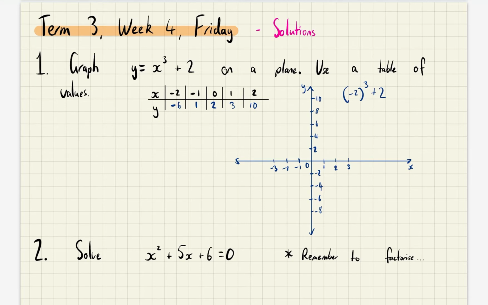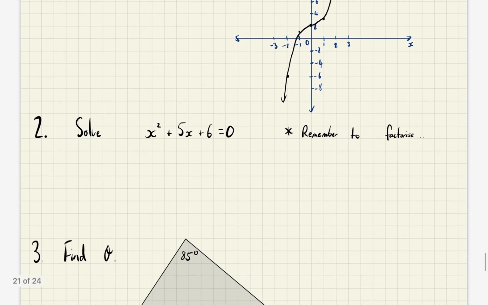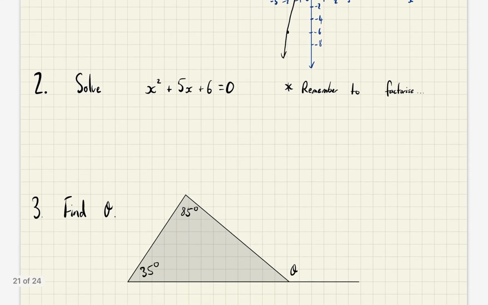Okay, and now I'm going to plot those points. I'll do it with black. So when I have negative 2, I go down to negative 6, so I'll do a dot there. Negative 1, I get 1, so I'll do a dot there. 0 and 2, I have a dot there. 1 and 3, there'll be a dot there, and 2 and 10, I'll have a dot there. Now just remember it's a cubic, so it's curved, not a straight line. So I'll do a generally curved shape, making sure I go through those points, and that is my cubic.